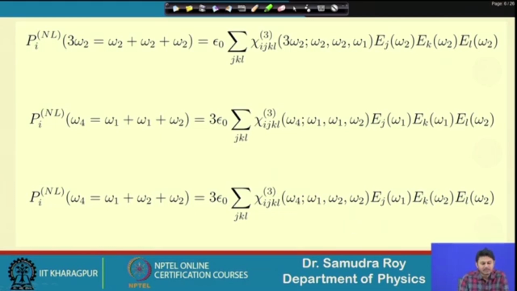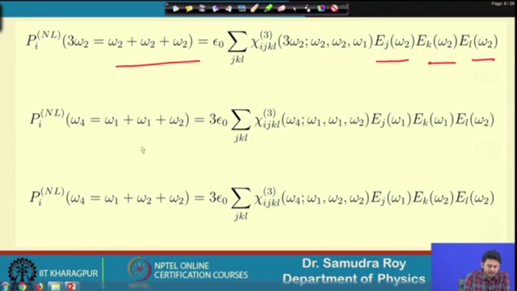What should be the frequency component of 3 omega 2? So, the 3 omega 2 frequency component one can have for this particular case by omega 2 plus omega 2 plus omega 2. Again the degeneracy factor has to be 1 here because all these frequency components should be the same.